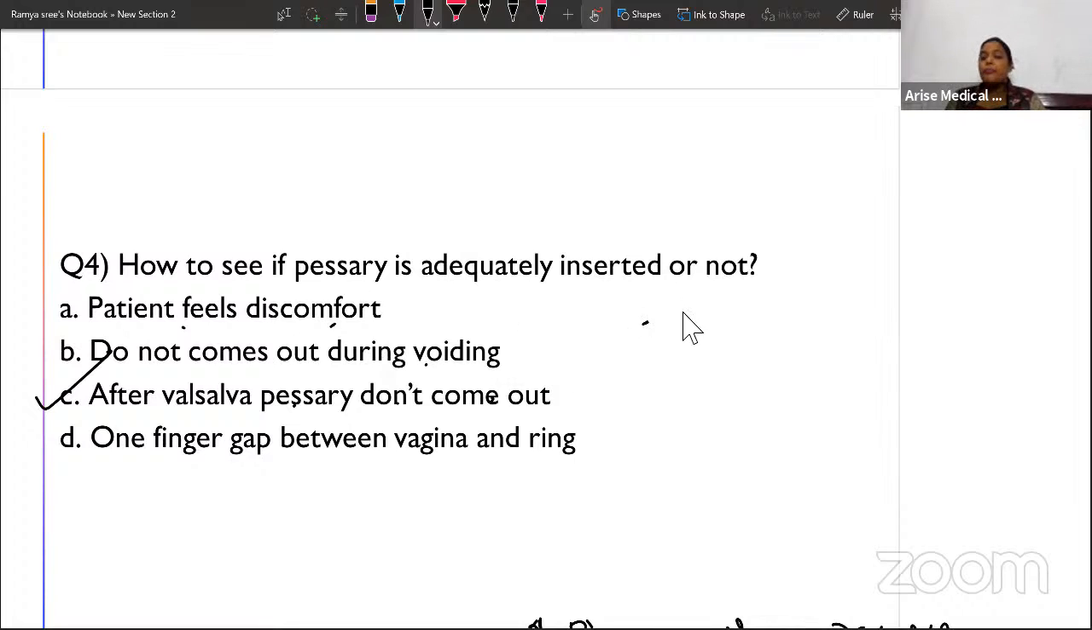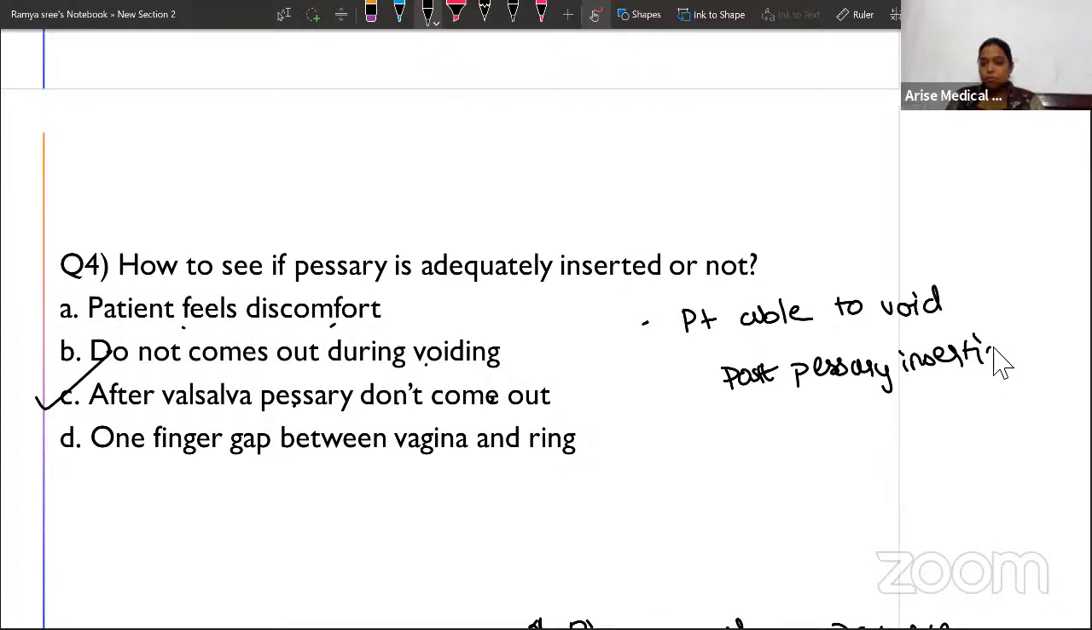The second thing is that the patient should be able to void post pessary insertion. Patient able to void post pessary insertion is another way of telling that we have inserted an adequate size of pessary. Okay.